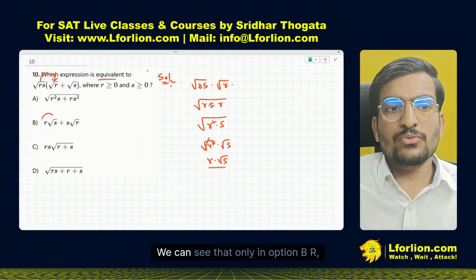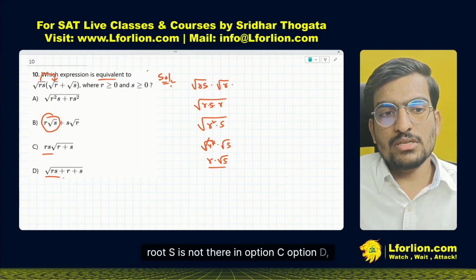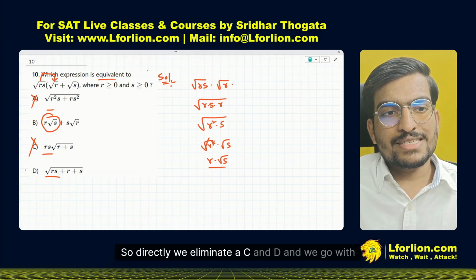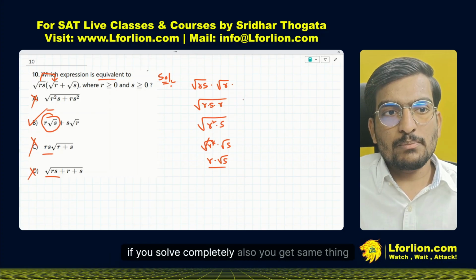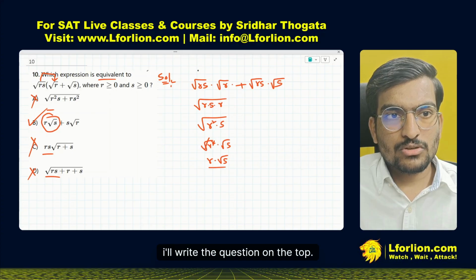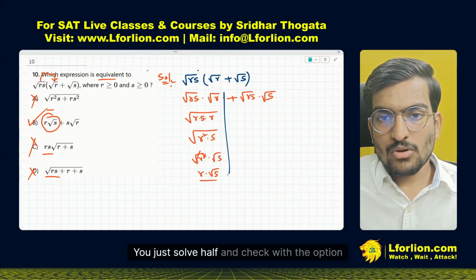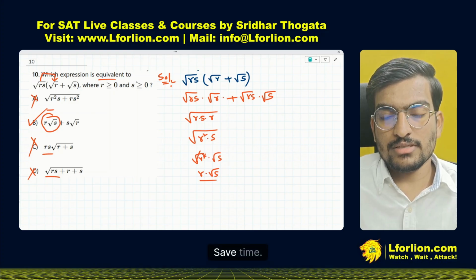R root s, we can see that only in option B. Root s is not there in option C, option D, option A. So directly we eliminate A, C and D and we go with B. If you solve completely also you get the same thing, plus root rs dot s. I'll write the question on the top. It's not required to solve till the end. You just solve half and check with the options which is connecting with this, so that you can save time.